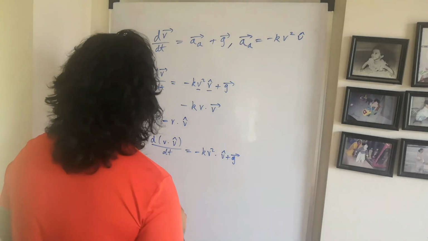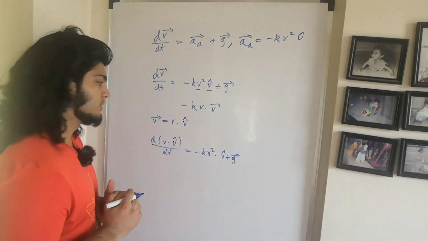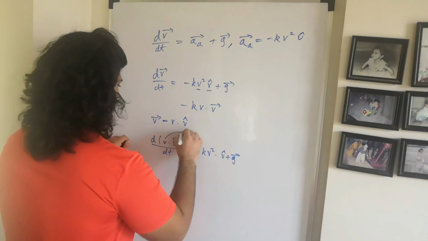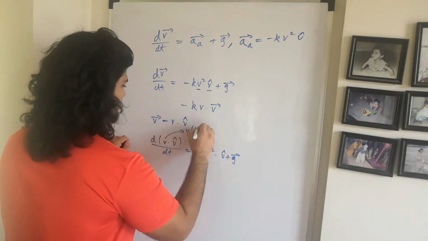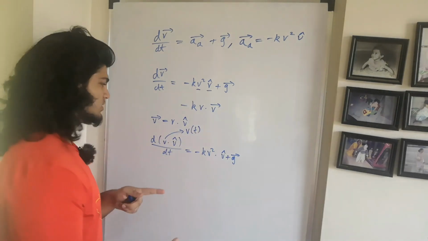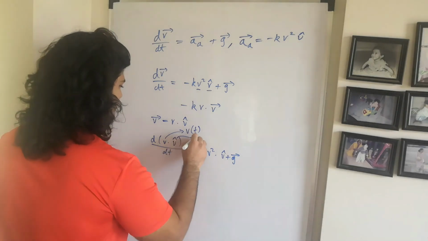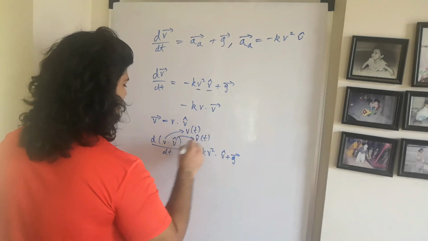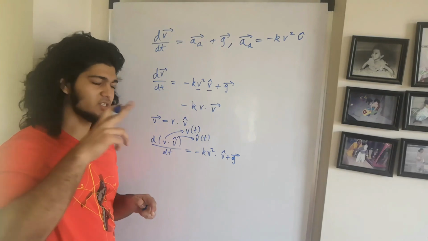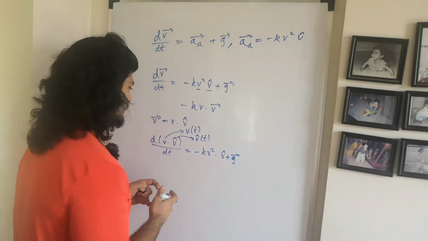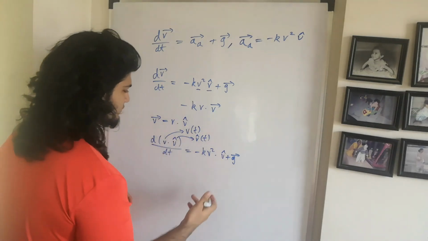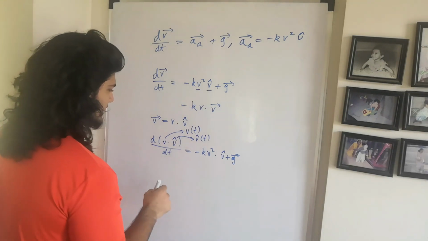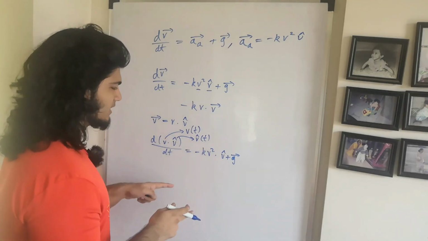Now what we can do is use the product rule, because this is a function of t. This is actually just v of t, the speed as a function of time, and this is v hat of t, which is just the direction in which the projectile is traveling as a function of time. Similarly you can do the same over here. So everything is a function of time.